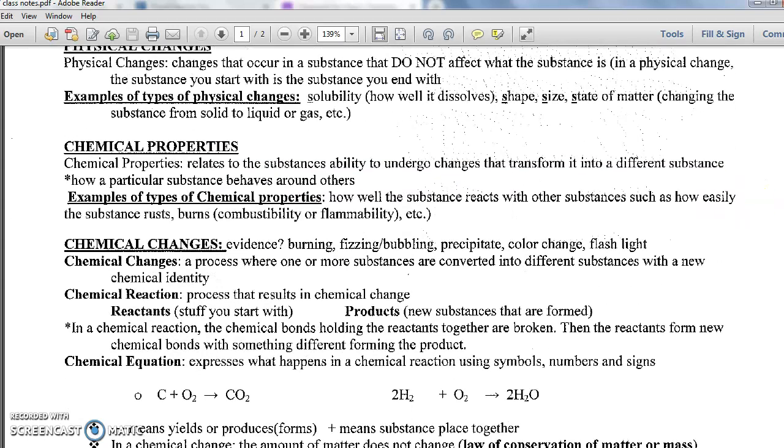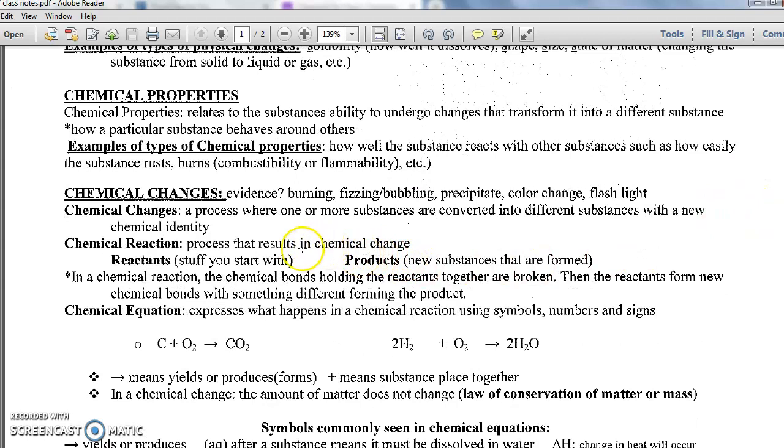It's easy to confuse it with chemical changes. Chemical changes can produce gas as well, fizzing and bubbling. But the gas you produced in a chemical change was not there when you started. Two other substances joined up to make that gas.